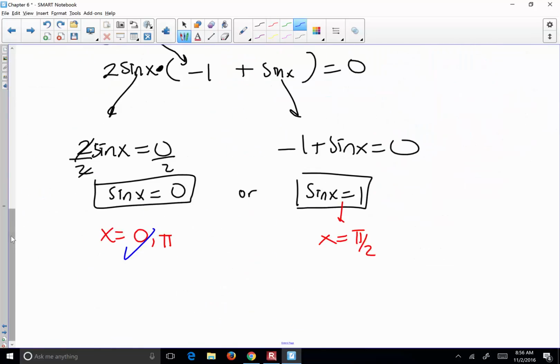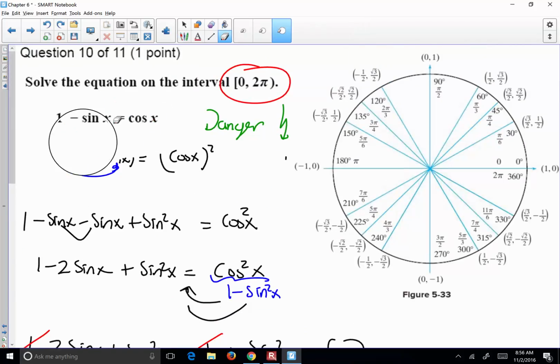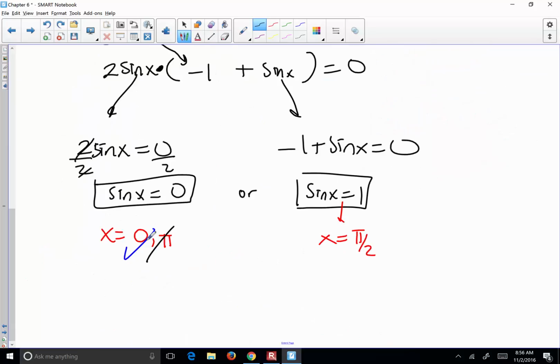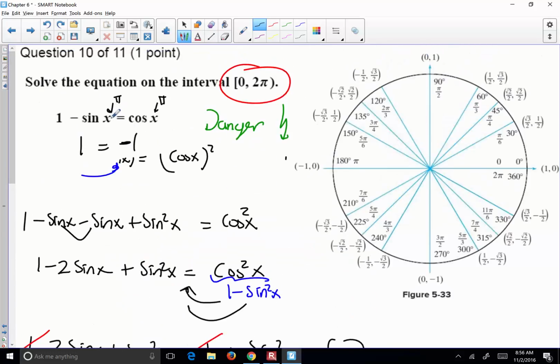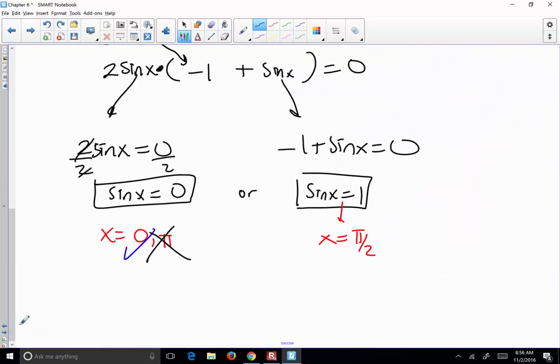How about pi? Plug in pi here and there. Sine pi is 0, 1 minus 0 is 1. Cosine pi is, what is cosine pi? Look up from this. Oh my god, pi is not satisfying it. Although I found it correctly, it's not a solution because I squared both sides. I created fake ones. How about pi over 2? I think pi over 2 is good. Yeah, pi over 2 is good. So there are 2 solutions, not 3: 0 and pi over 2.